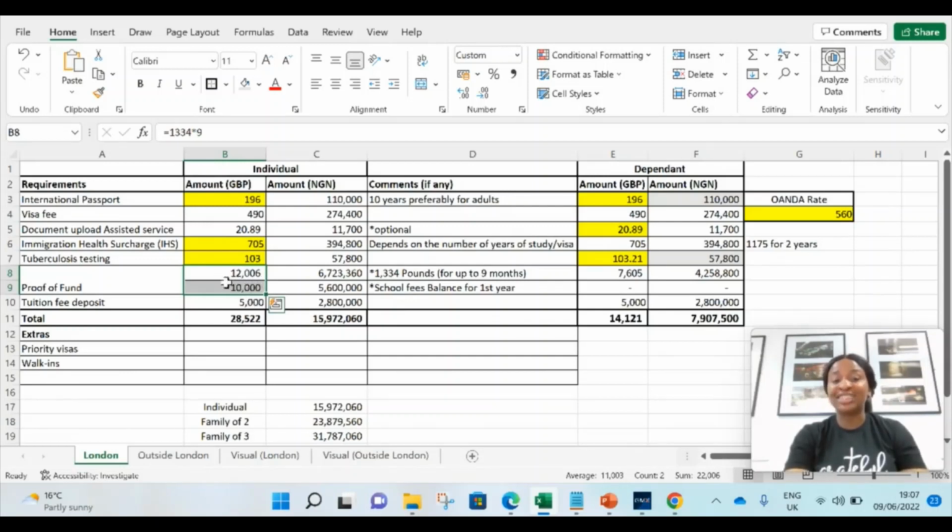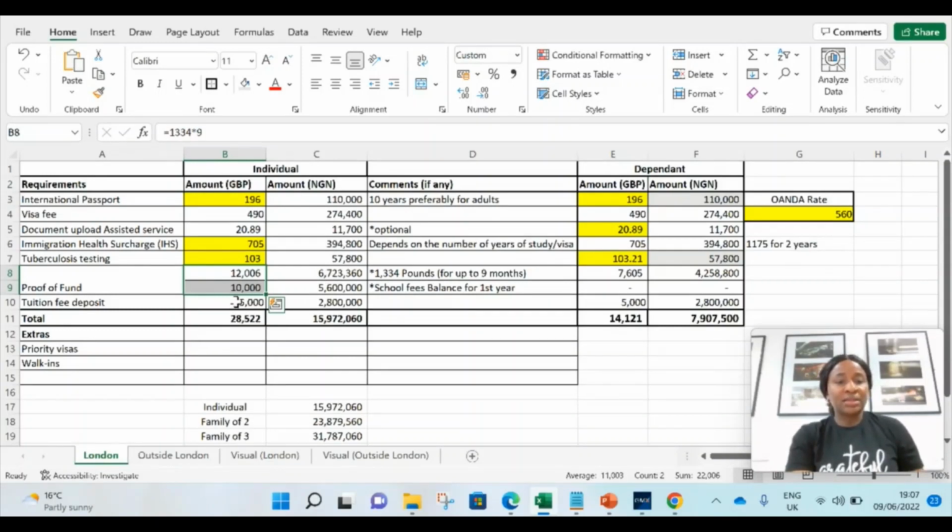That is the amount this person needs as proof of fund to be in the account for 28 consecutive days. It should not drop below this amount at any point within the 28 days. I'm not going to explain like this for outside London because it's just similar things. The value that changed practically is just the proof of fund.